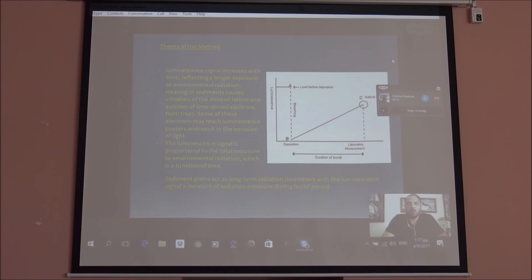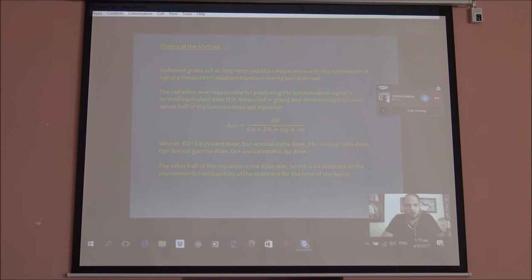When we take this grain from a sediment to the laboratory and measure the radiation that is inside the grain, we can estimate how much radiation it has absorbed from the deposition to the laboratory, which means during the phase of burial. The radiation is responsible for producing the signal, and determining this value solves half of the luminescence age equation.